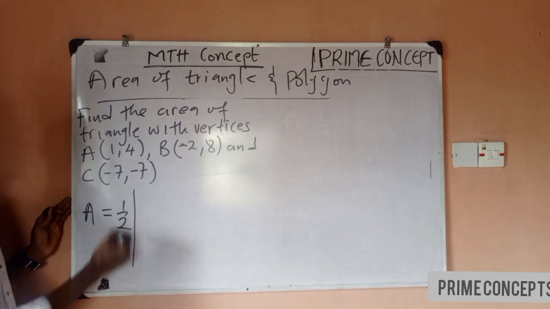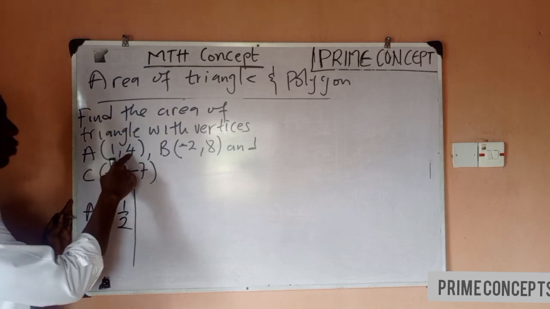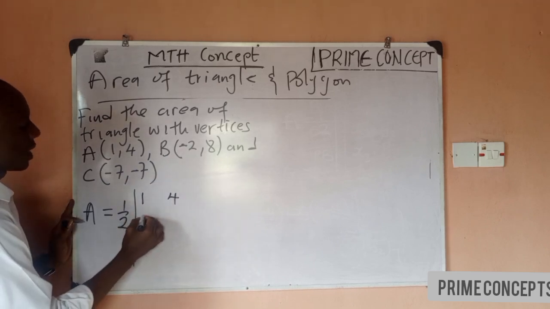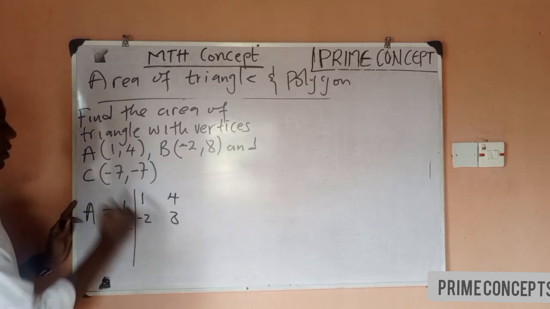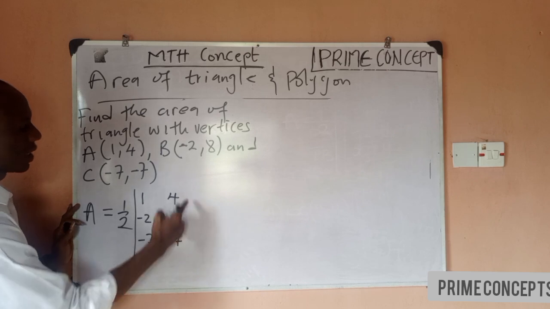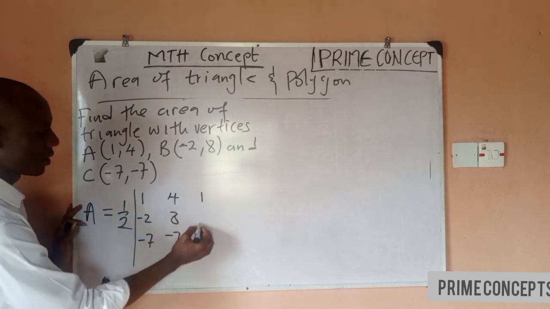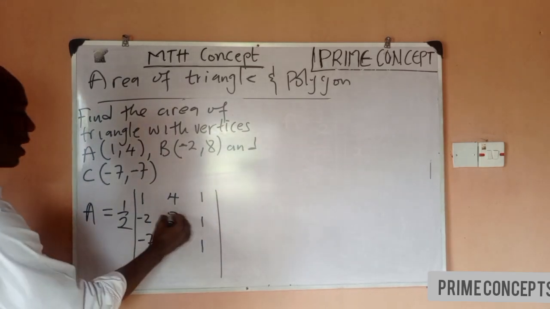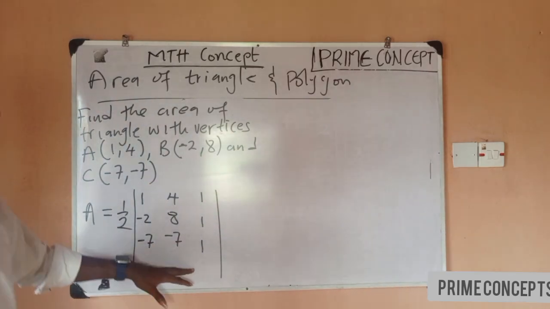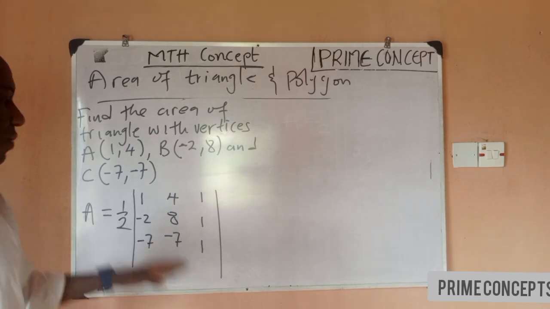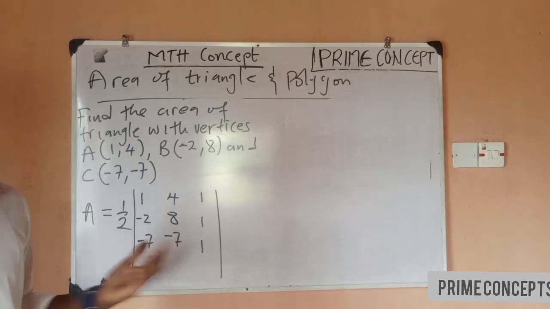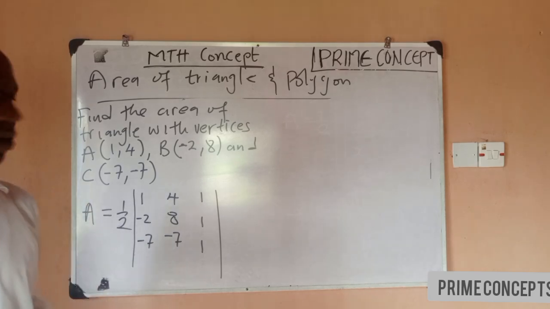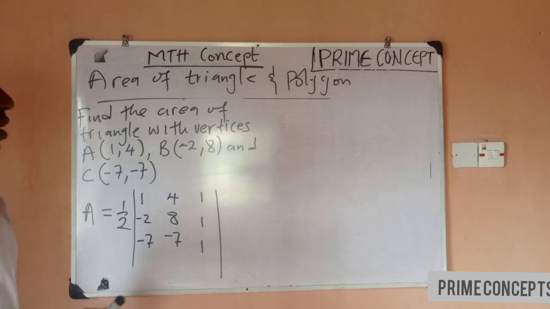So let me just go straight to the determinant. Now let's call this x1 and y1, so I would have 1 and 4. Let's call this x2, minus 2 and 8. This is going to be minus 7 and minus 7. Then I'll complete this with 1, 1, 1. Right? So this is how we can find the area of a triangle. Now, what we want to do here to get our answer is to get the determinant of this matrix and multiply it by half. Then that is the area of your triangle. So I'm going to use the Sarrus method in finding the area of this triangle, which is very simple.